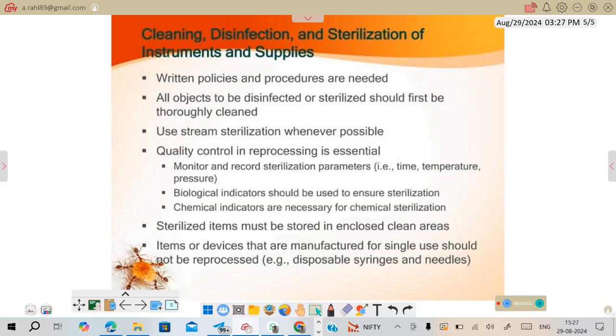So these are the safety measures and precautions we can use in handling infections, disinfection, and cleaning in hospitals. Thank you.